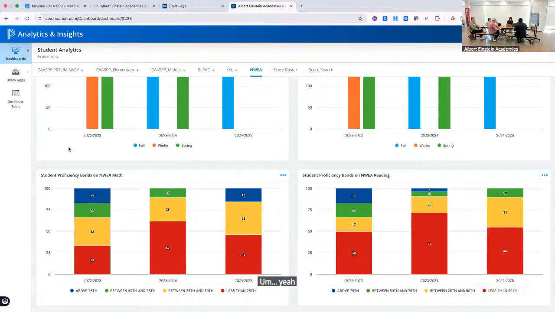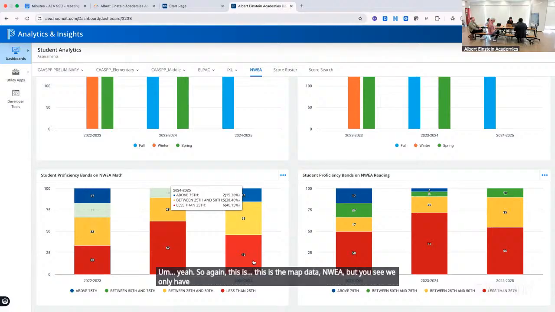Yeah. So again, this is the map data, NWEA, but you see we only have 24, 25 because we don't have the new data yet.